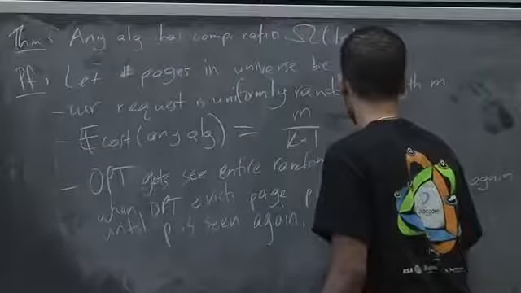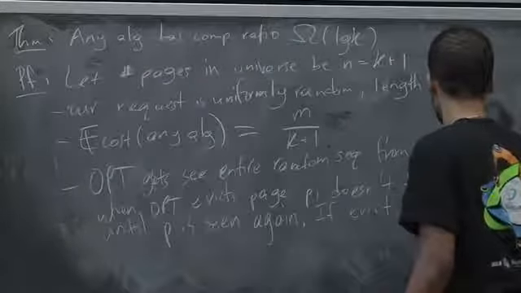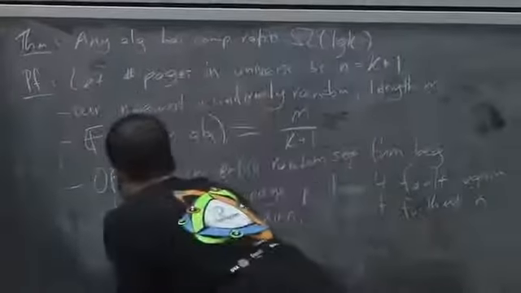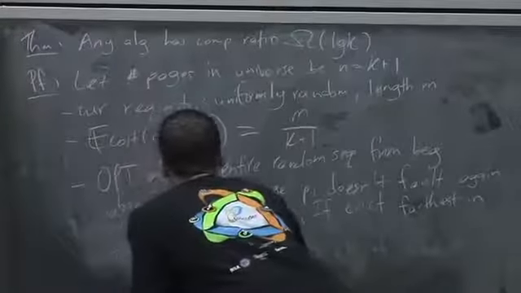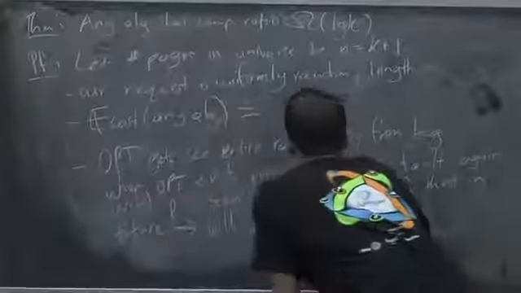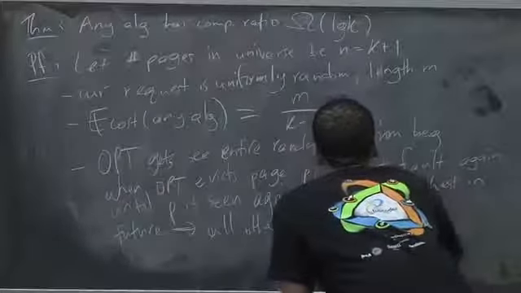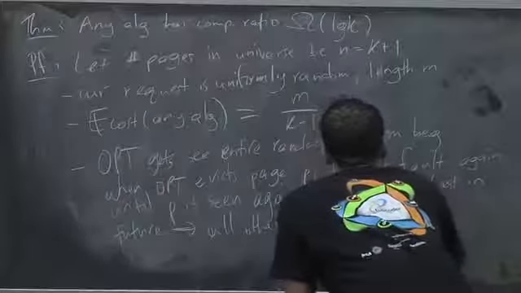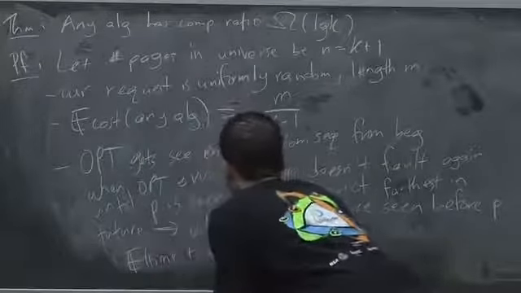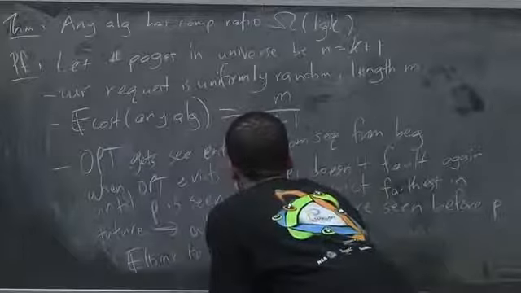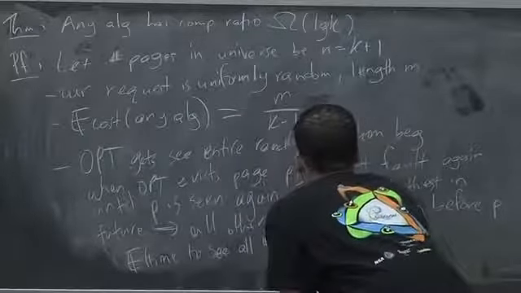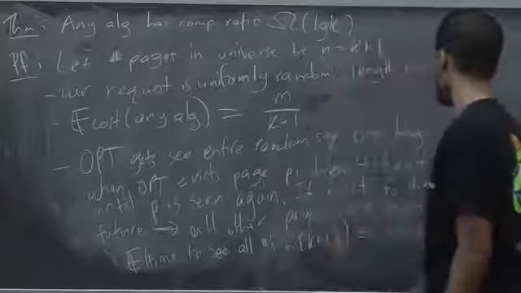If we evict the farthest in the future, that implies that all other pages were seen before P. Okay. And the expected time to see all numbers in the set 1 up to k plus 1 is theta k log k.